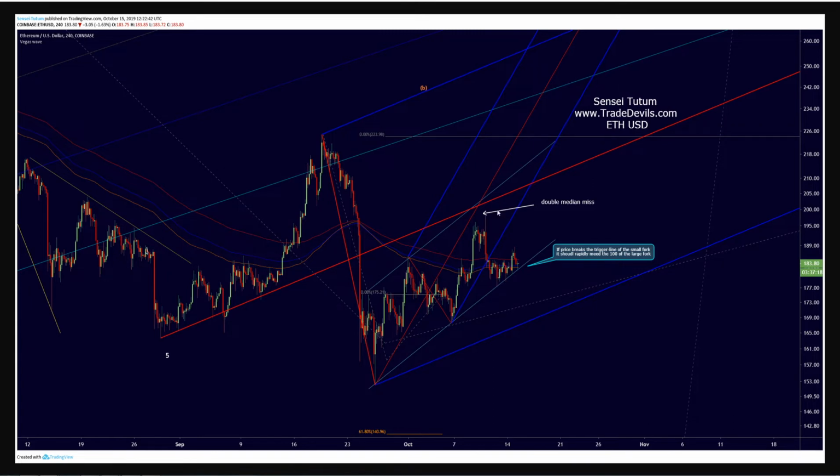But those two things are really all you need to learn. How do you do this profitably? But we had a double median miss here, right? So already we had a double median miss.